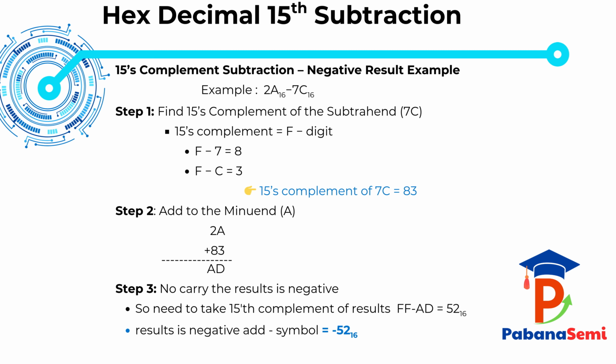Next, we add this complement to the minuend. Adding 2a and 83 gives us ad. Now we check for an end-around carry. There is no carry, which tells us the result is negative. To find the magnitude, we take the 15's complement of ad, which gives us 52. So the final answer is minus 52 in hexadecimal. This example clearly shows how the absence of a carry indicates a negative result in 15's complement subtraction.